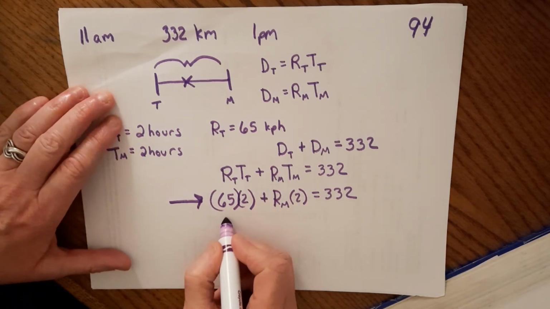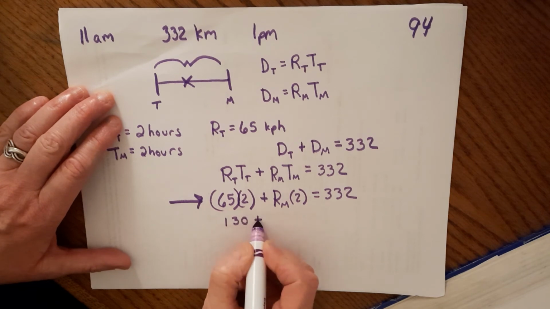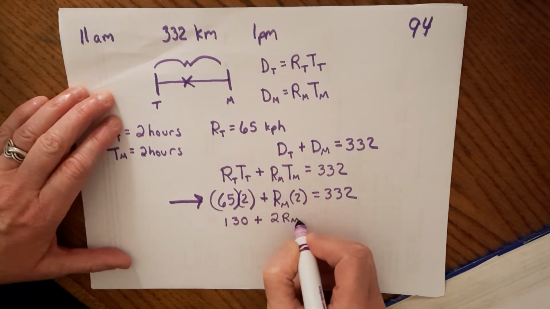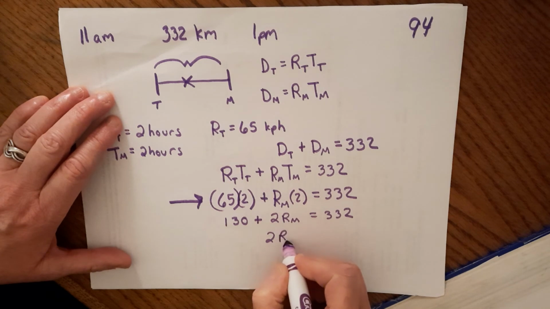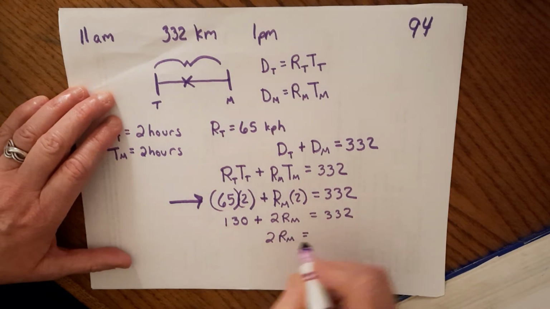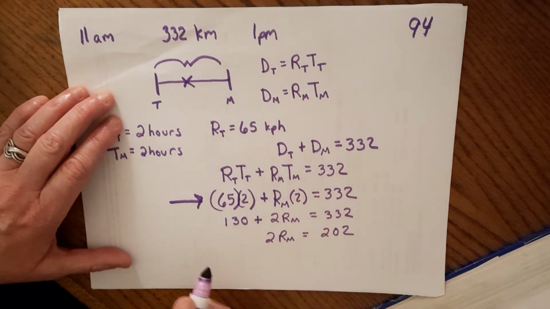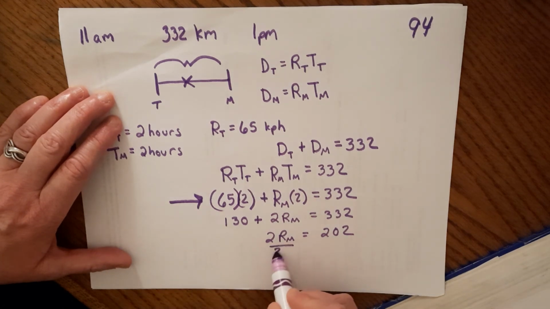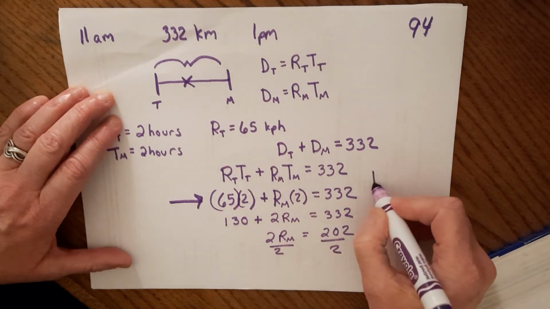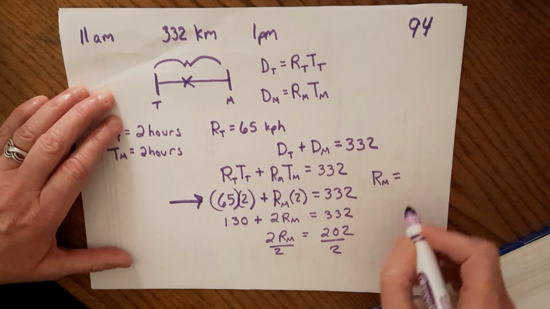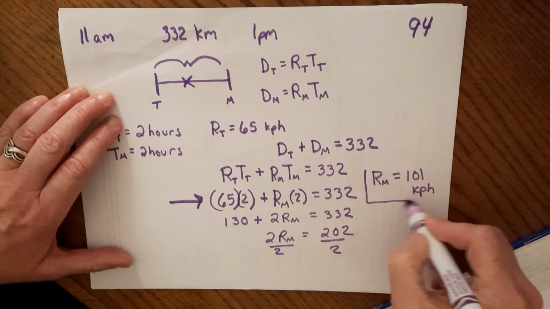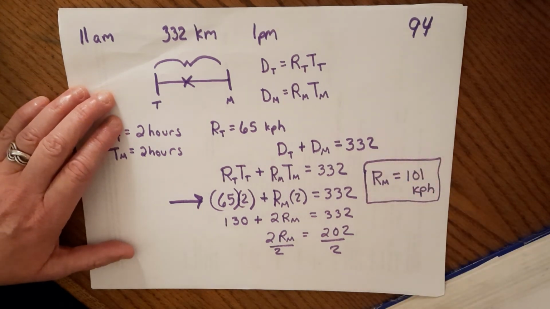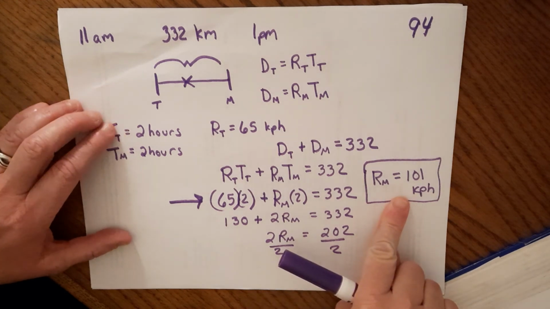65 times 2 is 130 plus 2RM equals 332. We're going to subtract 130 from each side, which gives us 2RM equals 202. And when you divide that each side by 2, that gives us the rate of the Mackinac train is 101 kilometers per hour. And that's the only thing left that we had to solve. They wanted to know what the rate of the Mackinac train was.